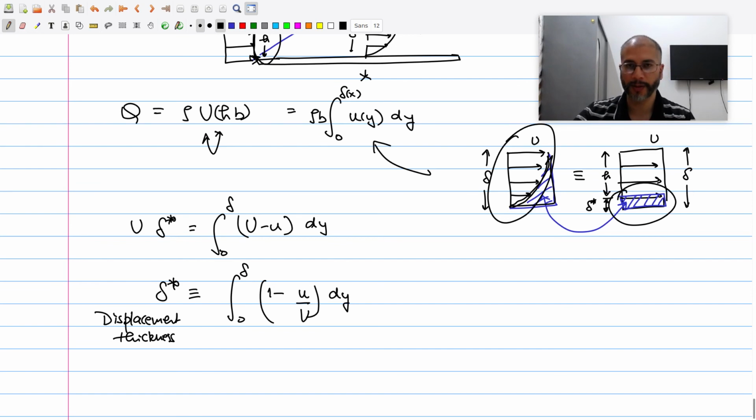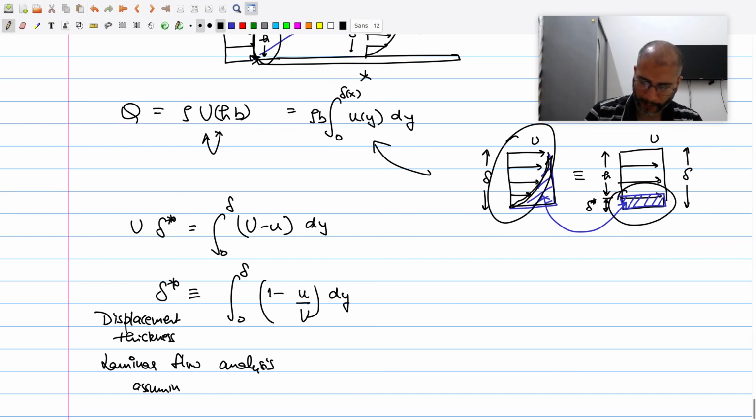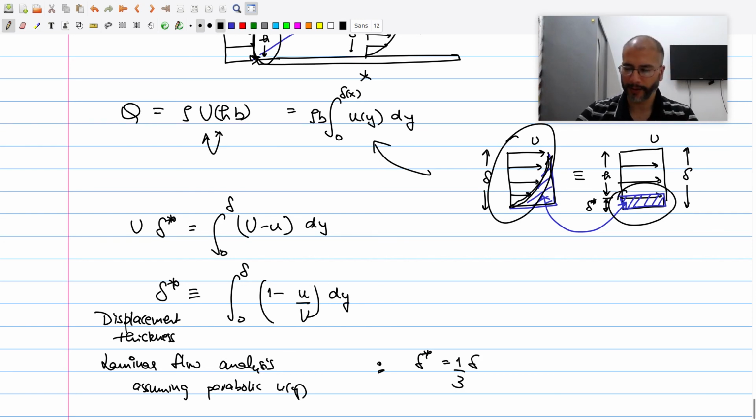So the whole motivation is simply, if we were to approximate this as a uniform velocity profile, how much of a distance we will have to remove to ensure that the volume flow rates were equal. Okay, and for the laminar flow analysis that we just did, that is assuming parabolic u as a function of y, we will get our delta star as 1/3 of our boundary layer thickness delta. Okay, so they are both functions of x.